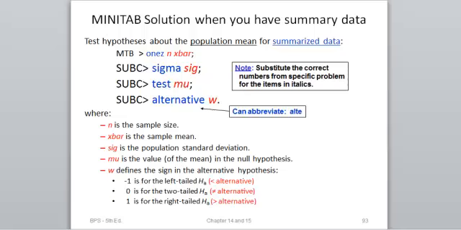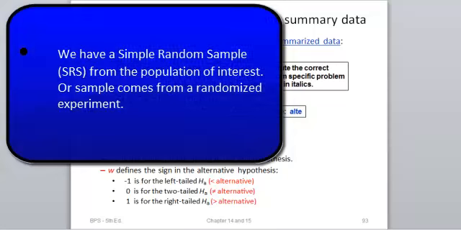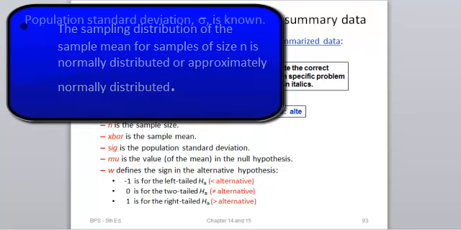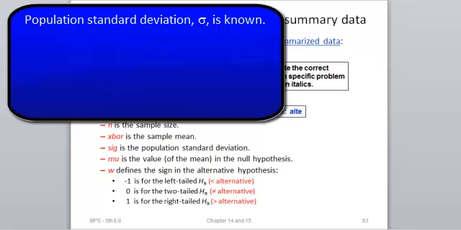Now what makes it a one sample z test? Let's go back and say, well, we have to have three assumptions that have to be met. The first assumption is that our sample is obtained from a simple random sample or a randomized experiment. Number two, that the sampling distribution of the sample mean for samples of whatever size n has to be normally distributed or approximately normally distributed. And the third condition that needs to be met is that our population standard deviation is known and is given to us.